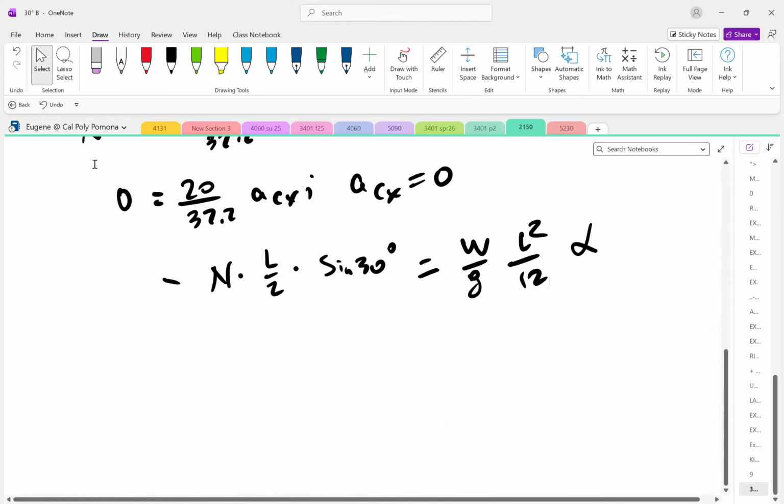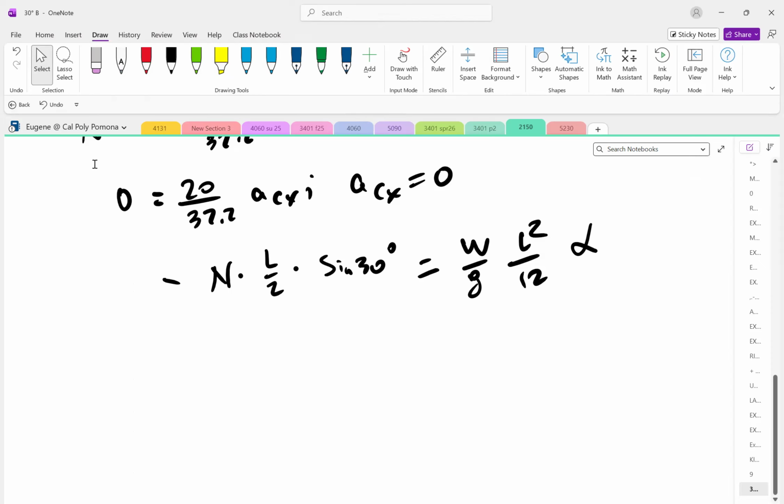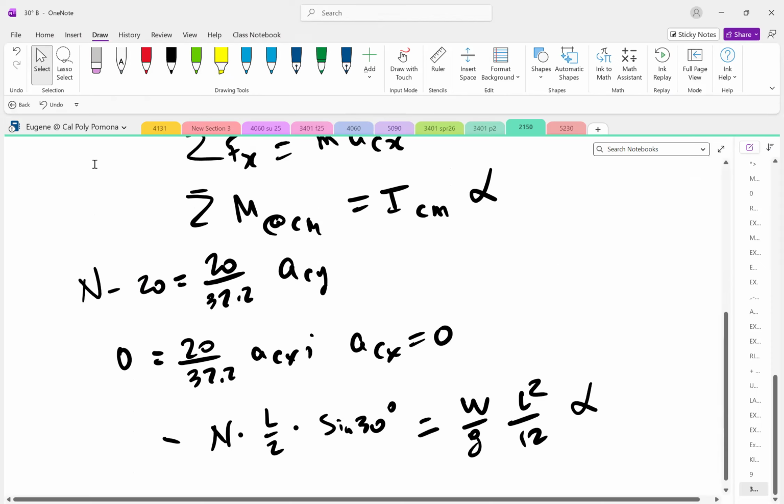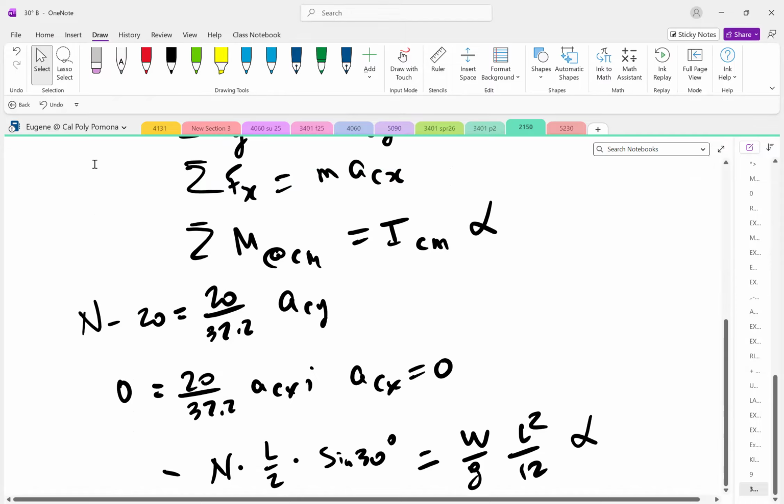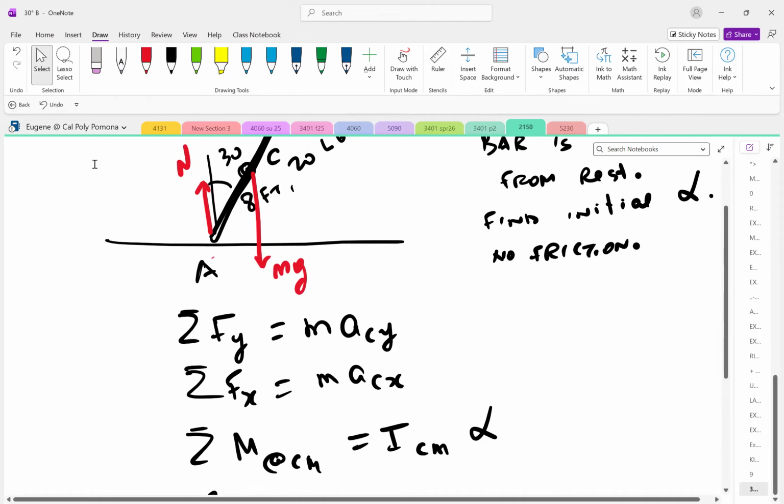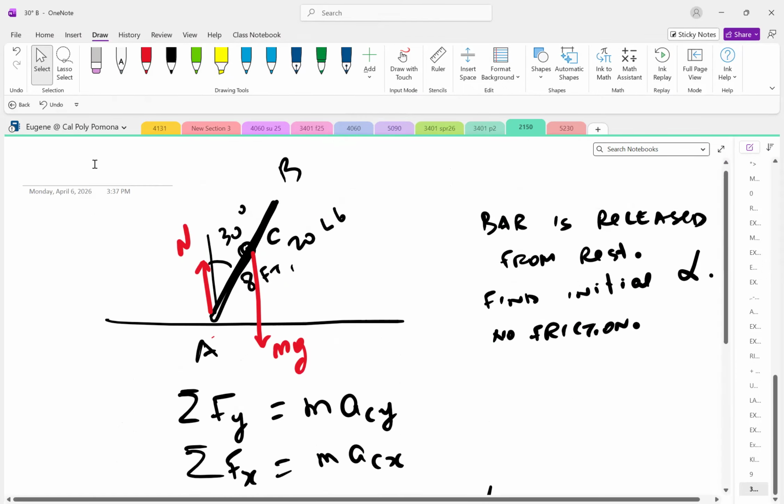Sir, is there any specific reason why minus? Have to take gravity as 20? 20 is the weight. Okay.